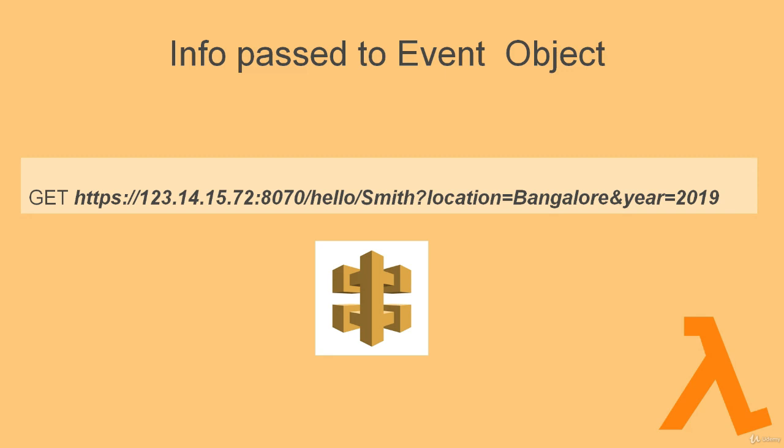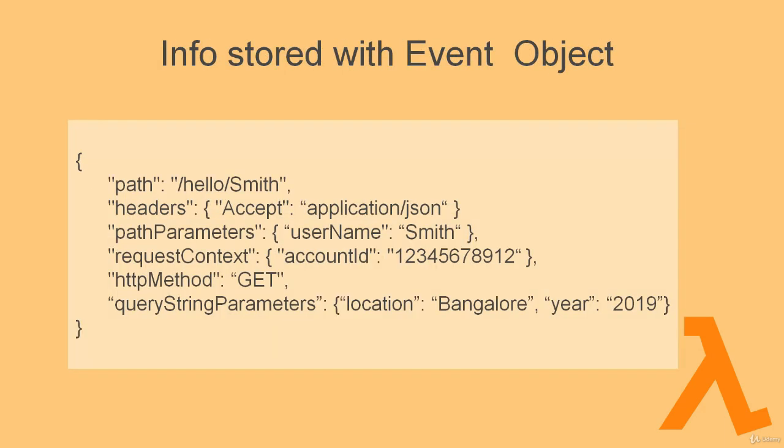This information gets passed to the AWS Lambda function, and the event object's role is to store the data. It is stored in JSON format, and it may look like this. It has a path variable, the headers, the accepted application type that is JSON, the path parameters, the request context variable, the account ID, the HTTP method that is used, and the query string parameters like location is Bangalore. It is a very compressed form of the JSON data that is stored as an event object.